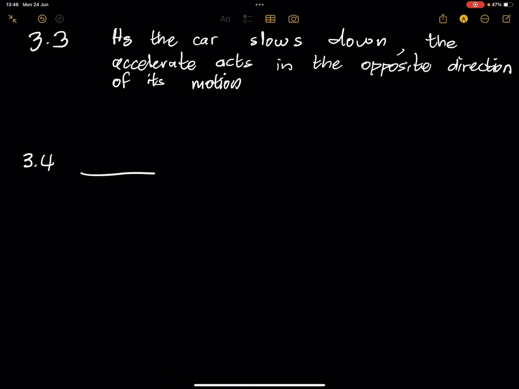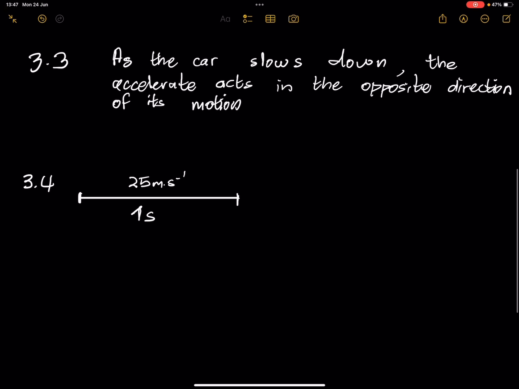So I know my velocity is constant here. That is, it's at 25 meters per second, right? I know that it maintains this for 1 second, right? So now that means that our acceleration is 0. Remember, for constant speed, the acceleration is 0. Okay? So what we're going to do now is just look for the distance between those two.